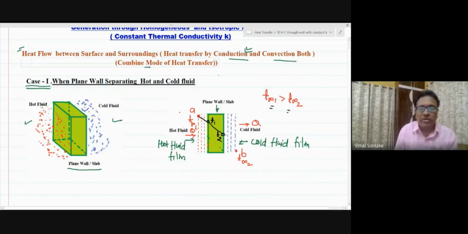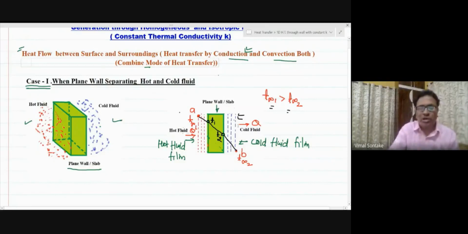And finally, when heat transfer will take place from the right hand face of the slab to the cold fluid film, this cold fluid film is going to offer some thermal resistance in the path of heat flow. Heat transfer will take place by convection, and that thermal resistance will be convective thermal resistance. So let's say temperature drop takes place from T2 to T infinity 2. This way the heat transfer will take place in this plane wall separating hot and cold fluid film.